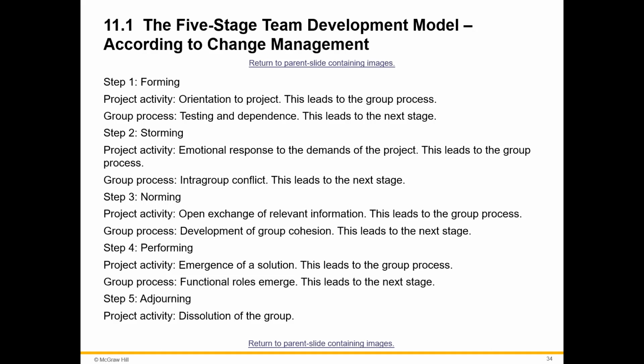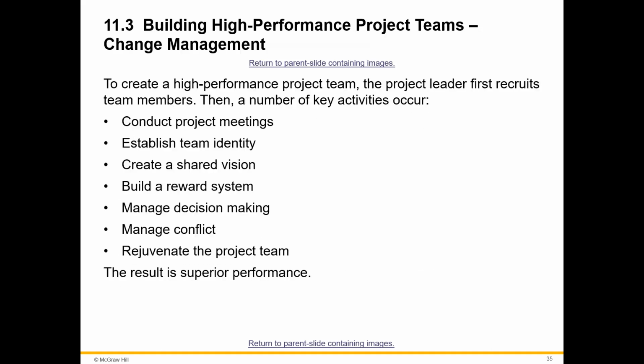So to build a high performance project team, what I recommend is number 1, a project leader needs to find the right people. They have to recruit the right individuals. And then a number of key activities have to occur. They have to conduct project meetings, establish a team identity to make sure we have a name, we have a code of conduct, we have everybody doing 110%. We create shared visions amongst ourselves. We build a rewarding system, making sure that when people do the work, they get rewarded. We want to manage conflicts when they happen, in a healthy and good environment, and rejuvenate the project team.